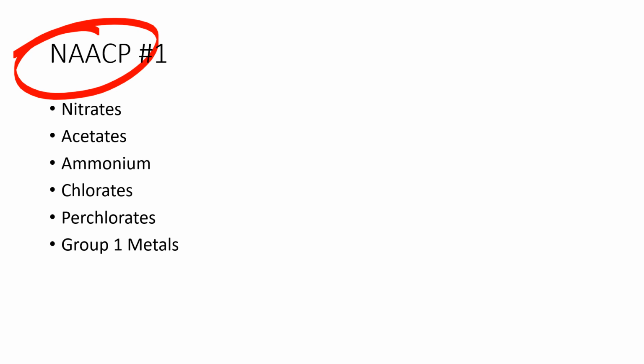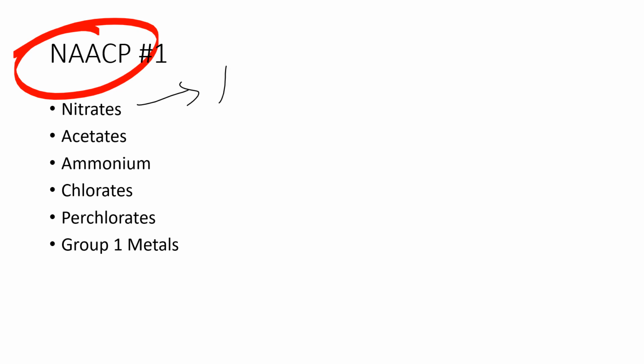NAACP number 1. And these stand for nitrates, acetates, ammonium compounds, chlorates, and perchlorates, as well as the group 1 metals. What this means is any kind of ionic compound that features one of these groups, one of these ions, is going to be soluble no matter what. So let me just write them out so you know exactly what we're talking about.